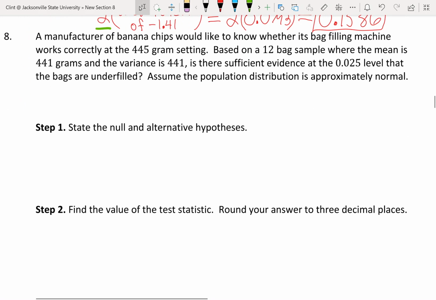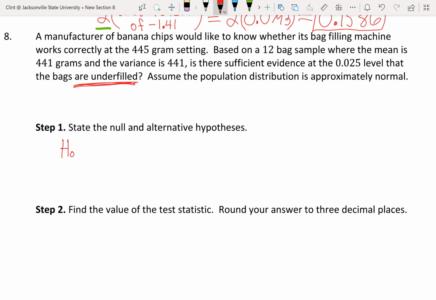Okay. Number 8. Another hypothesis test. This one's a different type. This time I got a banana chip bag filling machine. They want to know if it works correctly at the 445 gram setting. And then we got our sample data. It says, is there sufficient evidence at the 0.025 level that the bags are underfilled?